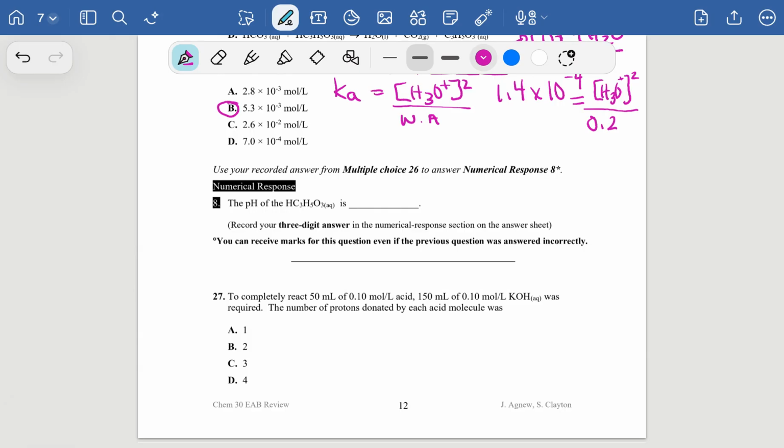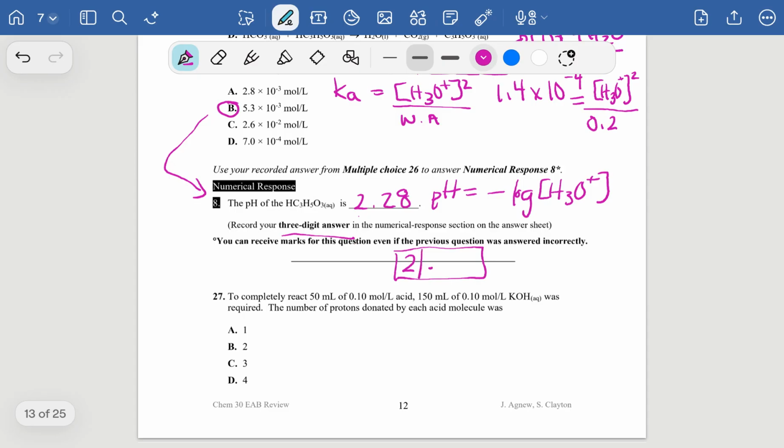So to do that, we're just going to normally finding the pH using that formula. You just take the negative log of your hydronium concentration, which we have solved for. And so when you do that, you will get the answer is 2.28. And then just clarifying 3 digits. Digits are your numbers, so you'd still include your decimal. So if you're filling this in, it would be 2.28.